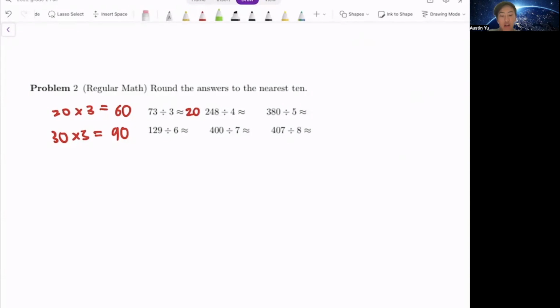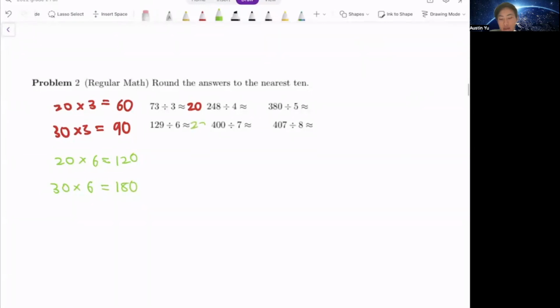The next one, 129 divided by 6. Well, 129 is close to 120. So that would just be comprised of 20 times 6 equals 120. And since 129 is greater than 120, we have to step above 129. So again, 30 times 6, that would be 180. And then since 129 is obviously closer to 120, this would be 20 again.